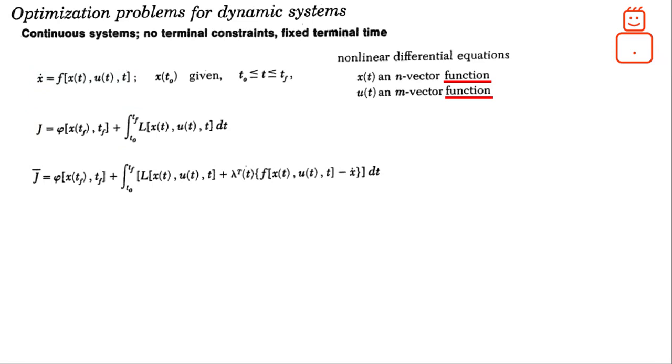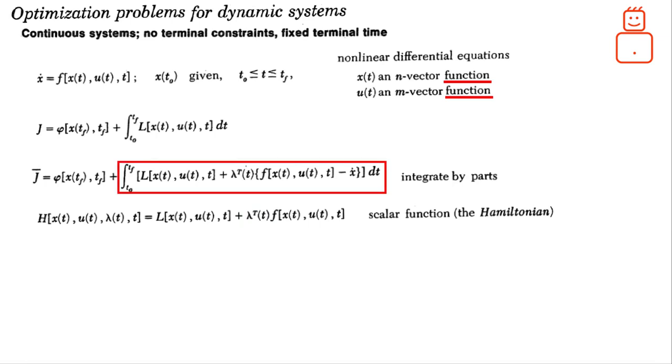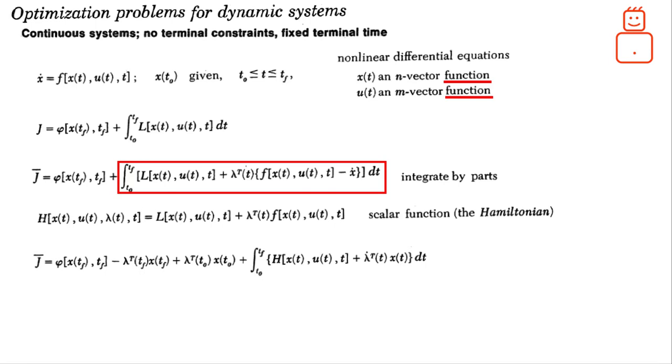Let us define the following function H of x, u, lambda, and t. This is a scalar function known as the Hamiltonian function. Please don't forget that lambda of t is our multiplier, which is also a function. We are going to treat this problem a little bit differently from previous parts, where we can integrate by parts the last term of the function J bar, which results in the following form.